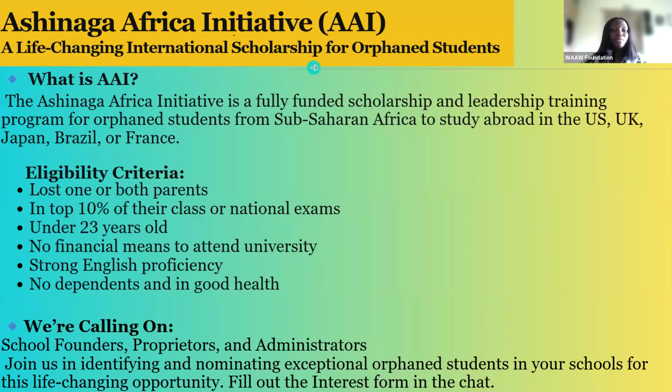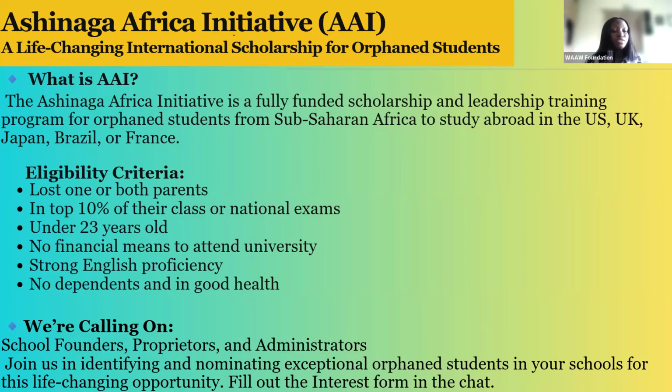So this program is actually very good. The HALI initiative we talked about initially, college counseling, helps students with applications and all of that. But this is a fully funded scholarship that will take the students throughout their university program in any of these countries. Ashinaga Africa Initiative will take it up from here. They will guide the students in the application process and everything necessary. And when they secure admission, they pay for their school fees and everything needed until the student completes their education. This is an amazing opportunity.